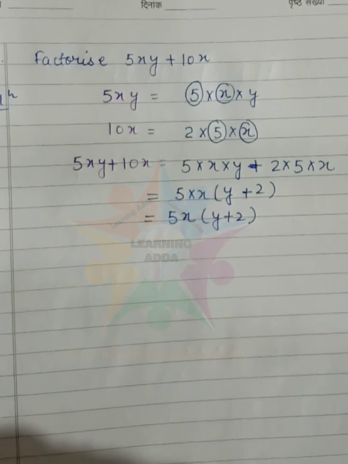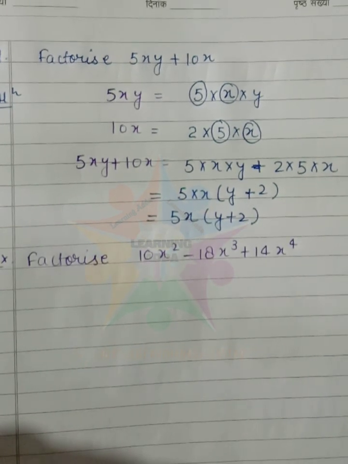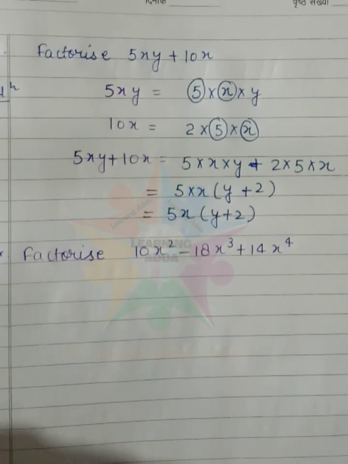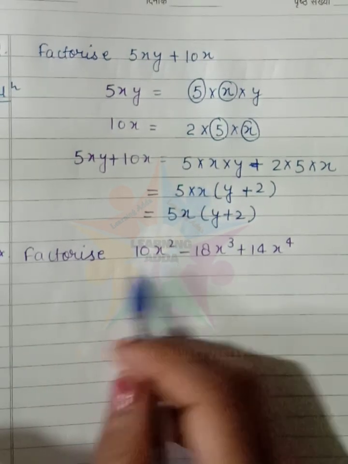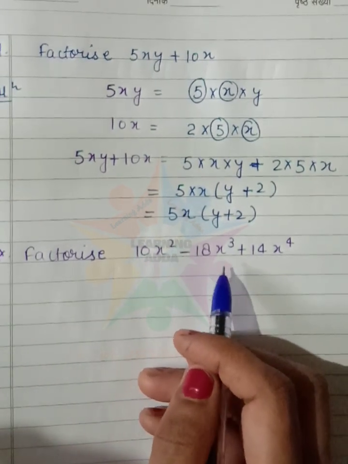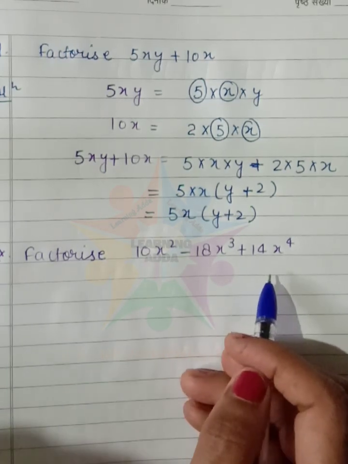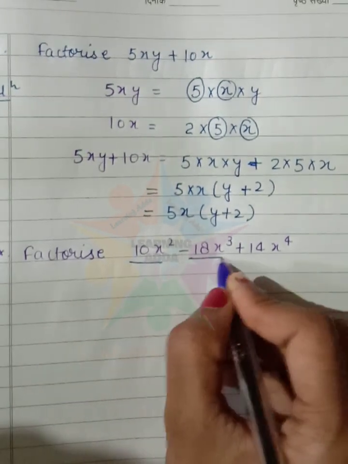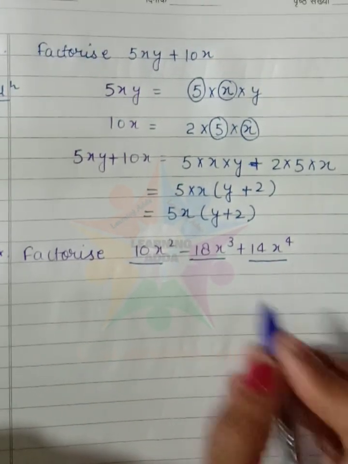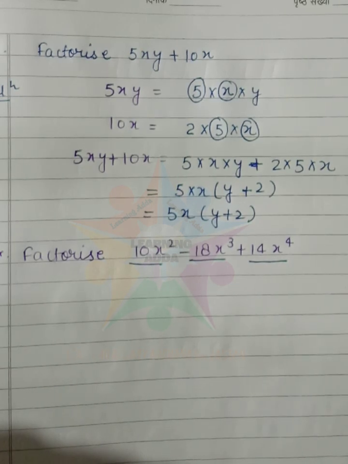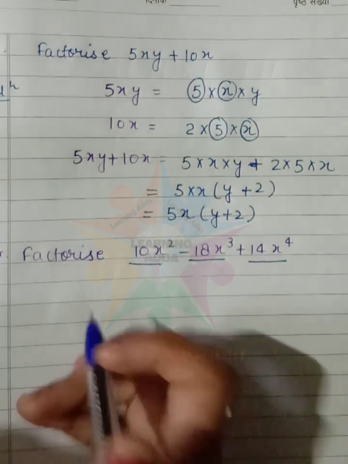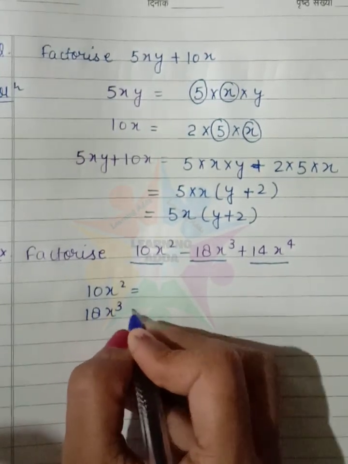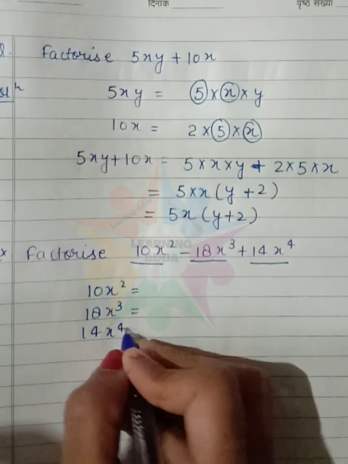Next example. We take one more example, example number 3. Example number 3: factorize 10x square minus 18x cube plus 14x to the power 4. Here there will be 3 terms: this is the first term, this is the second term, and this is the third term. We factorize the first, second and third terms separately. First term is 10x square, second is 18x cube and third is 14x to the power 4.